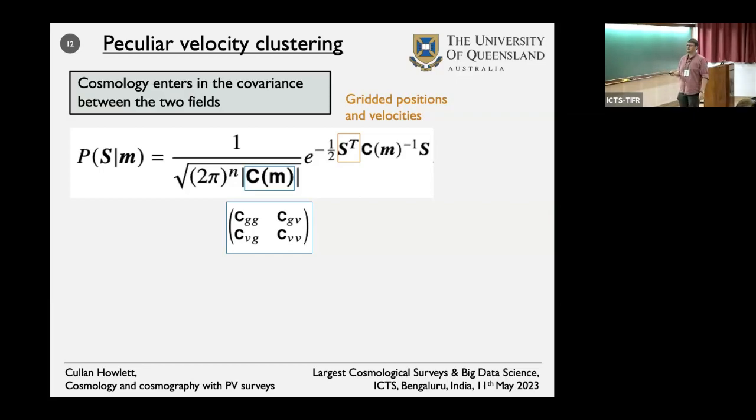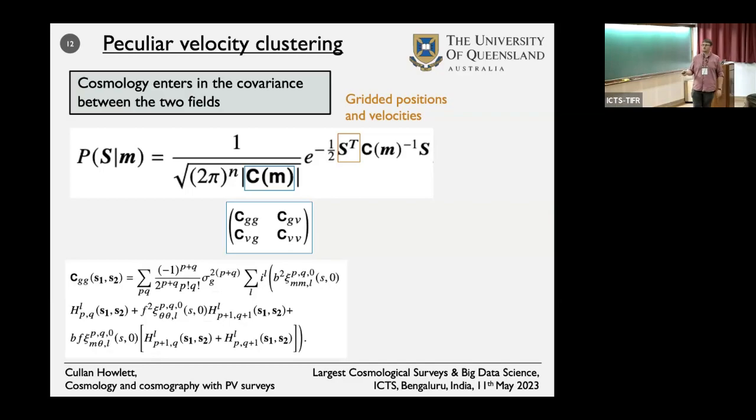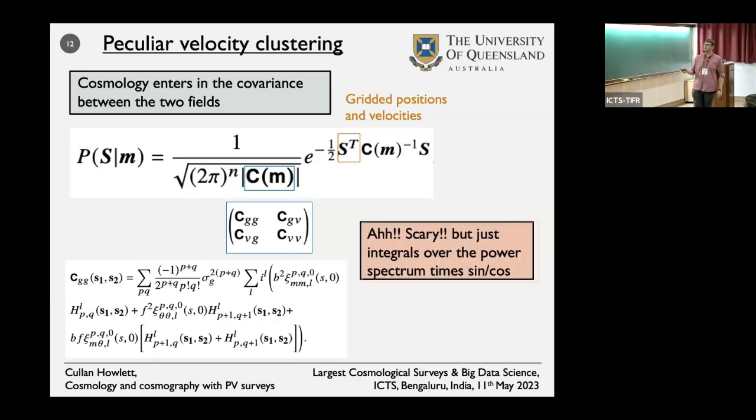Actually evaluating these is an absolute nightmare. This is one example. This is pretty scary. But fundamentally, it's just integrals over the power spectrum times some sine and cosine functions. And more importantly, all the usual suspects are embedded in these expressions. In particular, you have some cosmology that enters into these terms here. You've got the growth rates. You've got some correlation functions, effectively. These are just correlation functions in the same way that you can measure and model the correlation function. You've got some galaxy bias, which enters because you've got the galaxy density fields. You've got some nonlinear redshift space distortions.